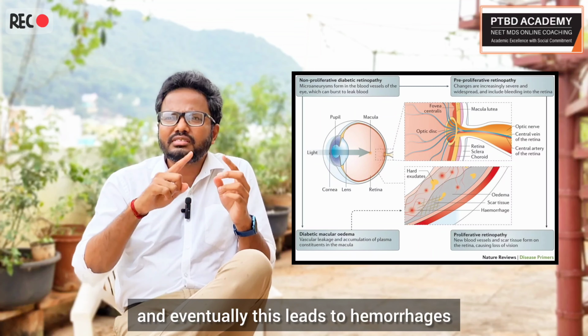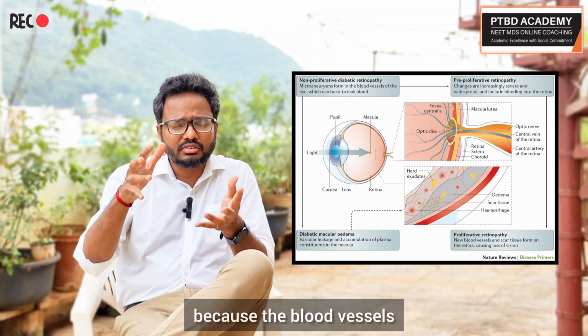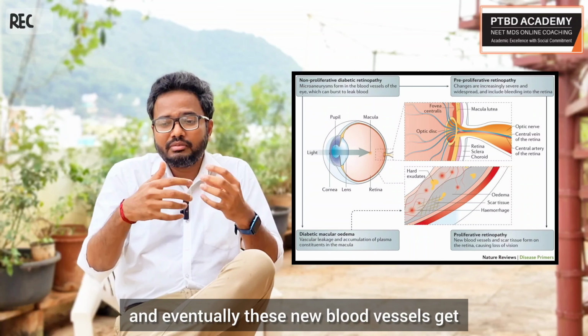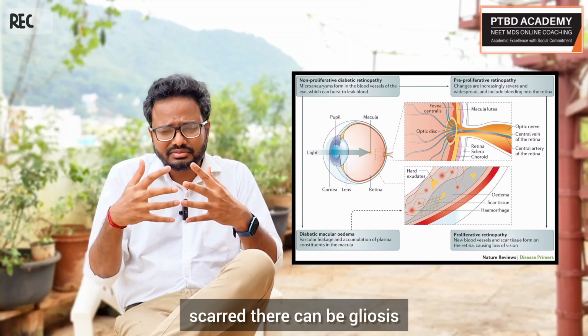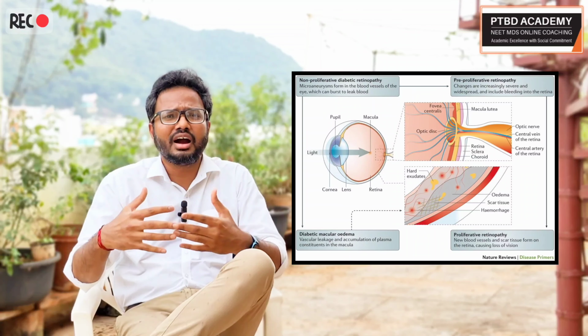And eventually this leads to hemorrhages because the blood vessels which are formed are leaky. So vitreous hemorrhage, which leads to sudden loss of vision. And eventually these new blood vessels get scarred. There can be gliosis, scarring, and even retinal detachment. So vitreous hemorrhage as well as retinal detachment can cause sudden loss of vision.